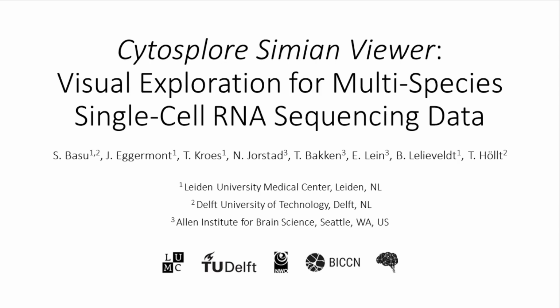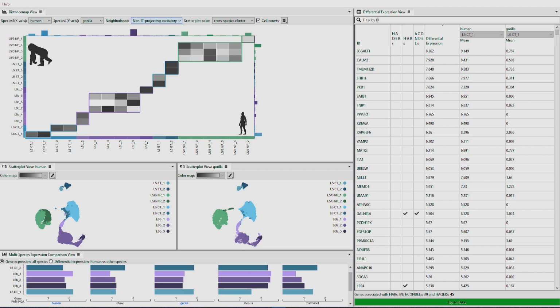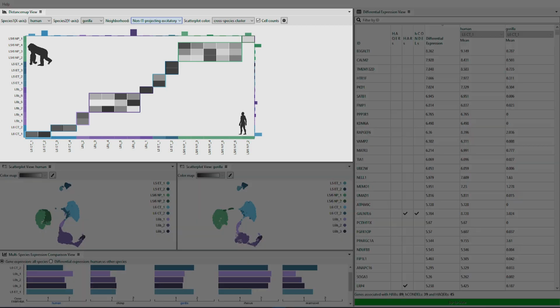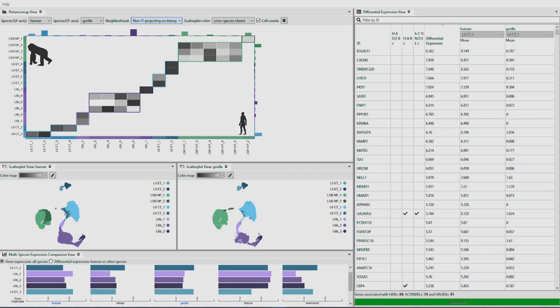In this video, we will go over the Cytosplore Simian Viewer system demonstrating two use cases. We begin with the startup screen where we see 5 different views. The heat map view displays the in-species cluster distances between two species.